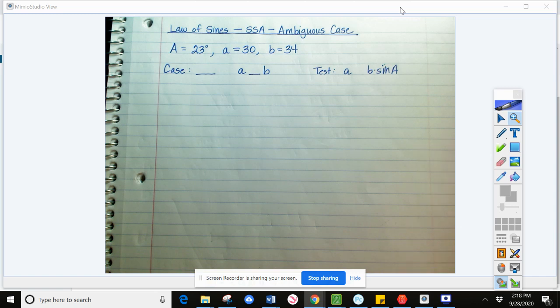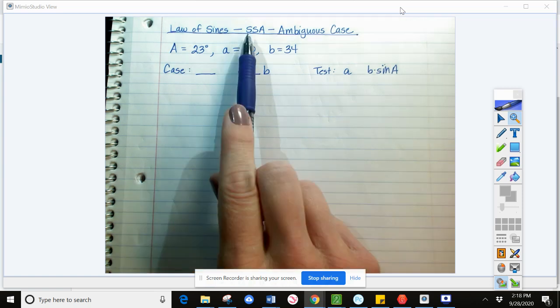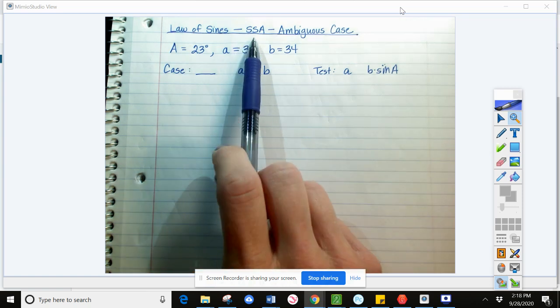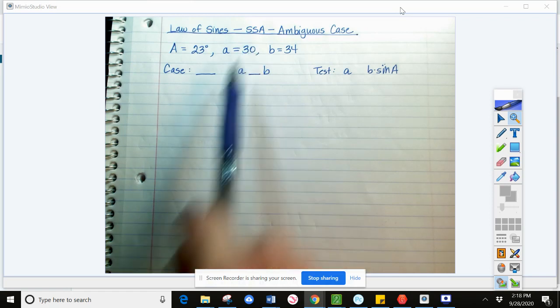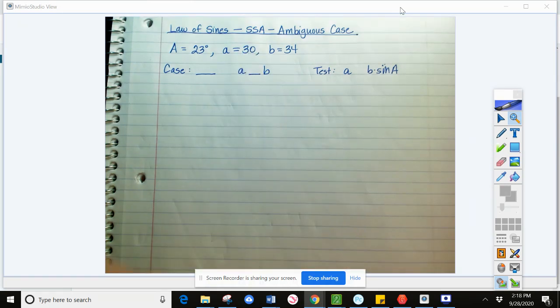The law of sines questions that we did earlier were problems where you were given two angles and a side, but this time we're given two sides and a non-included angle. It's still law of sines, but the way you approach it has to be a little different because it could be one that has more than one solution. So let's go ahead and figure out how many solutions this problem will have.